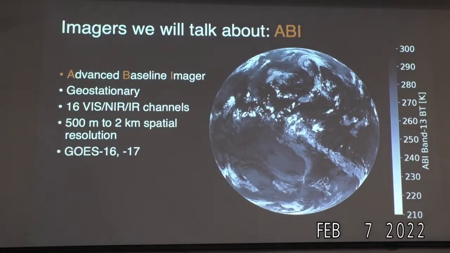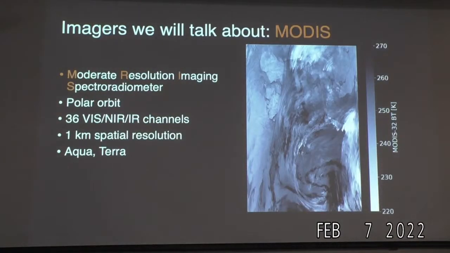The second imager is ABI, the Advanced Baseline Imager. We're probably all familiar with this. Geostationary orbit, 16 channels. The channels we care about are a 2-kilometer resolution, and it's on GOES 16, 17, and soon to be 18. The last one is MODIS, the Moderate Resolution Imaging Spectroradiometer. Also a polar orbiter, 36 channels. The ones we care about are the 1-kilometer resolution, and it's on the Aqua and Terra satellites.